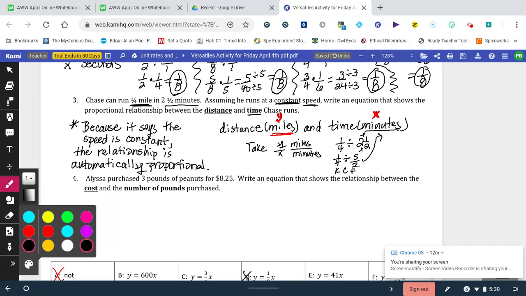So I end up with 1/4 times 2 over 5. When I multiply by the reciprocal, I end up with 2 over 20. Divide them both by 2 to simplify. Remember, these are going to be in simplified form. So K is automatically 1/10. If K is 1/10, then the equation is y equals 1/10 x.